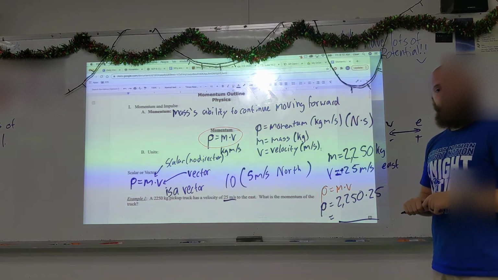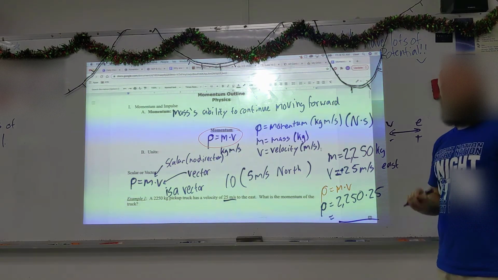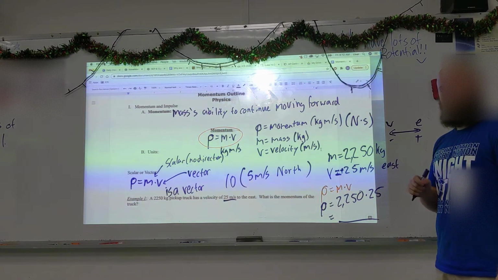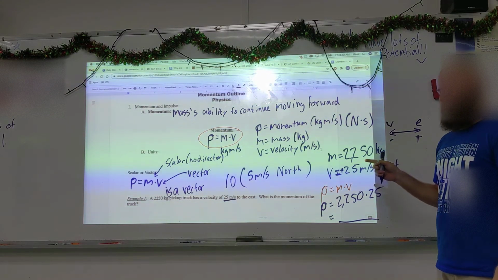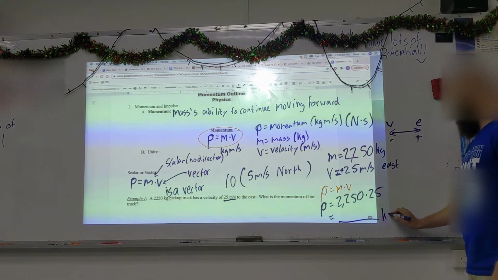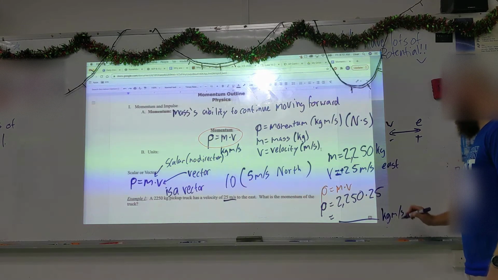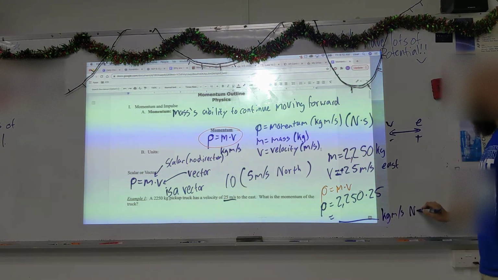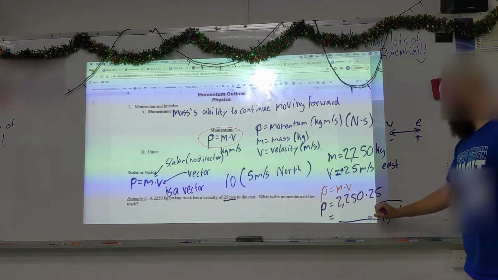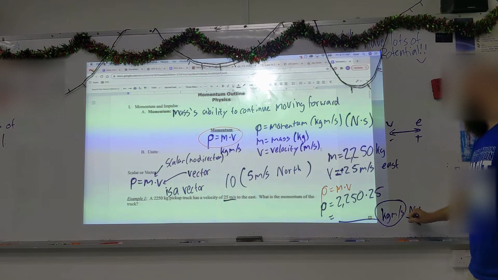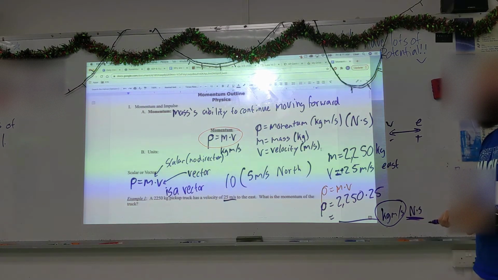Now that you've gotten that answer, what were the units that we use for momentum? I'll give you a second to see if you can find it. Yes, that is correct, kg meters per second. If you wrote newtons times seconds, that would also be correct. So either one of those is correct. Usually we use this for momentum and this for something else that I'll teach you in a little bit.